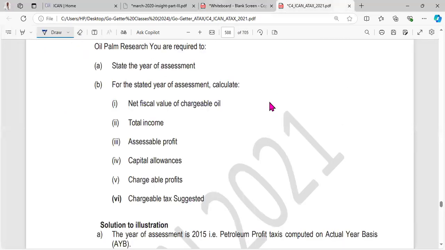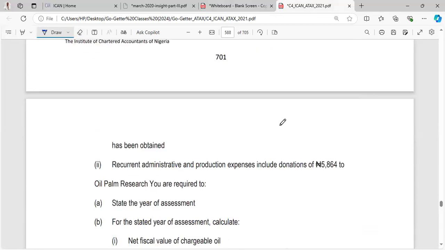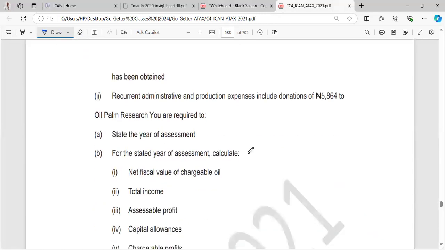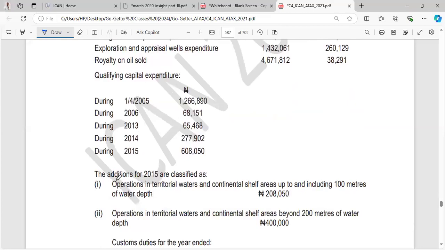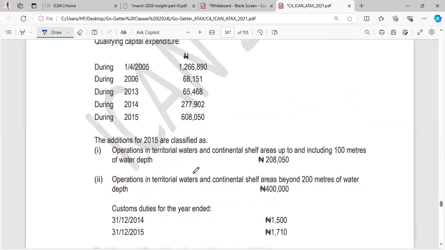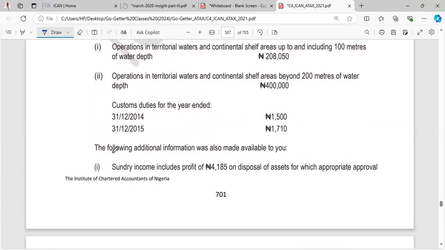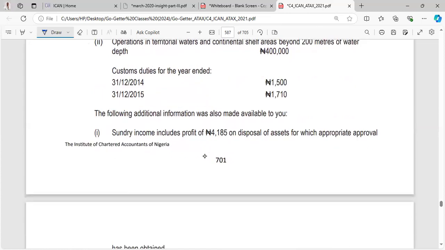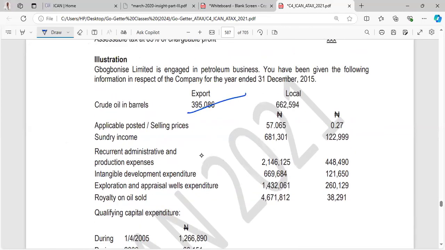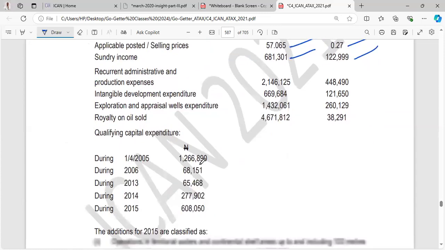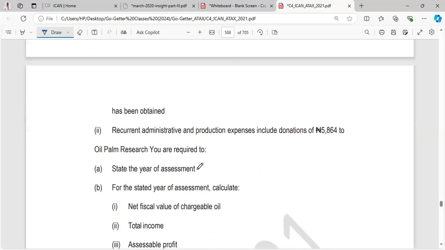So what are the allowable deductions here? Let's start with the ones in the note. It said territorial waters. Okay, this is capital allowances. This number one is additions. Number two is also additions. Good. The following additional information has been made available. We've done with sundry income, so this is done. Done with this, so let me tick out the ones we've done. So let's look at the information here.